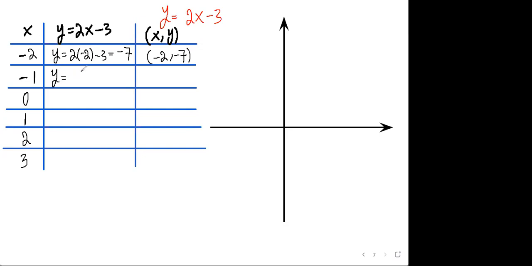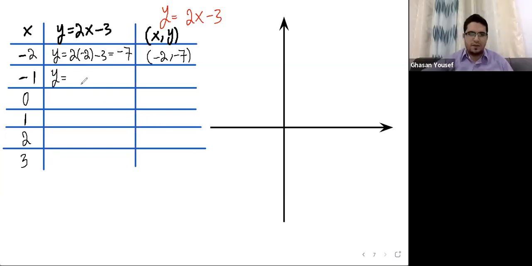Negative 5. Same idea, I plug the -1 inside the equation, so I get 2 times -1 minus 3. So here I get -2 minus 3 is -5. The ordered pair is -1 comma -5.